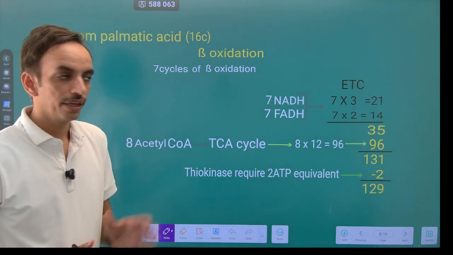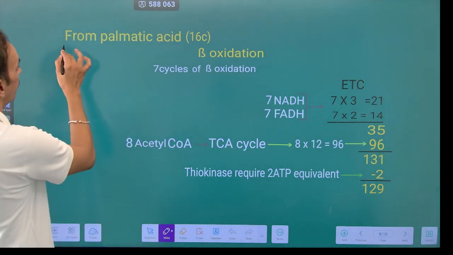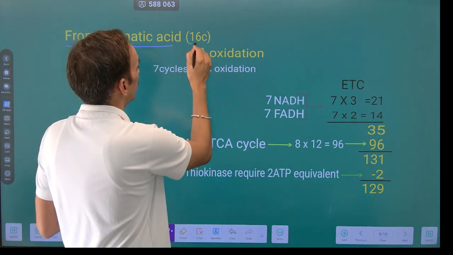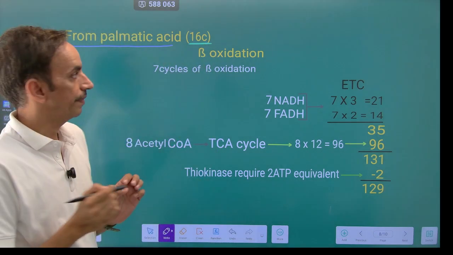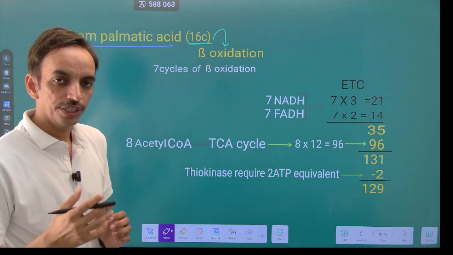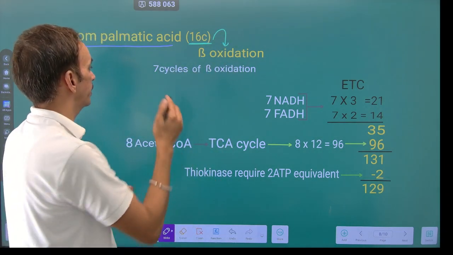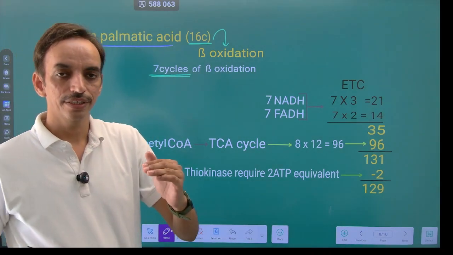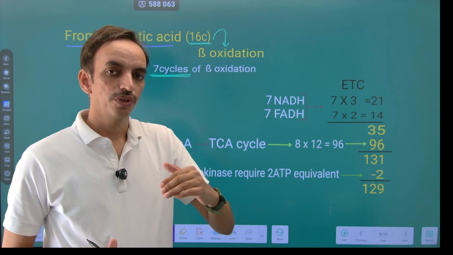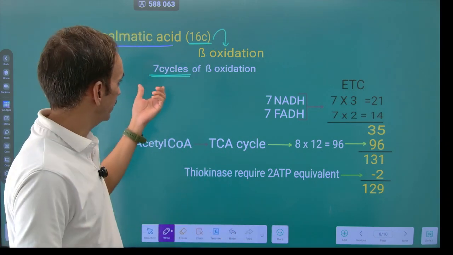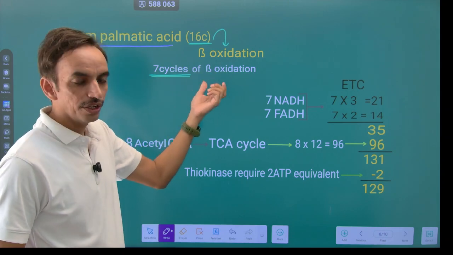Let us try to understand. If there is oxidation of palmitic acid, as we already stated, it is a 16-carbon fatty acid. If it enters beta oxidation, how many rounds will run? There are 7 cycles of beta oxidation, because in 7 cycles you will get 8 acetyl coenzyme A molecules. So there are 7 cycles of beta oxidation.